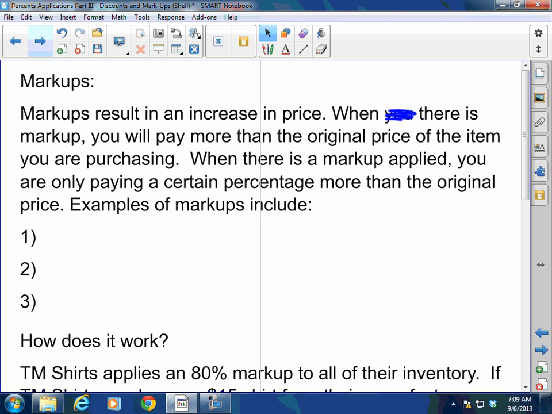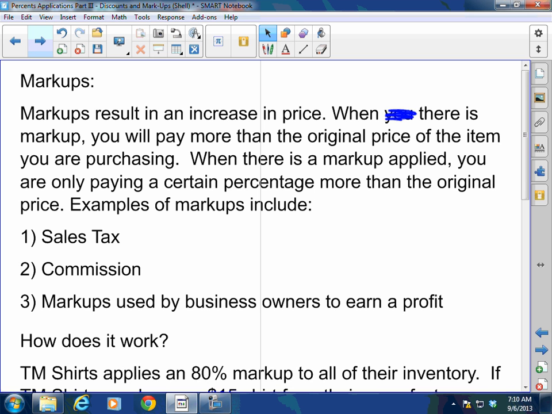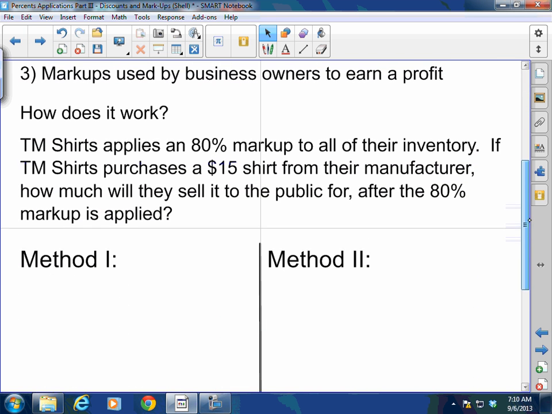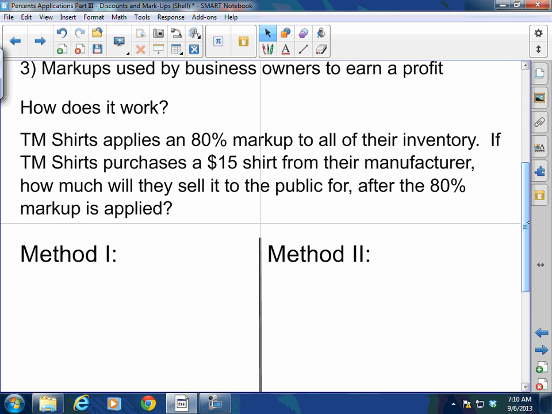Examples of markups include sales tax, commission. That's what a salesman makes. When you sell a house, for example, you make a certain percentage. You make a commission. Markups are used by business owners to earn a profit. So markups are very important. How does it work? Let's check it out. TM Shirts applies an 80% markup to all of their inventory.